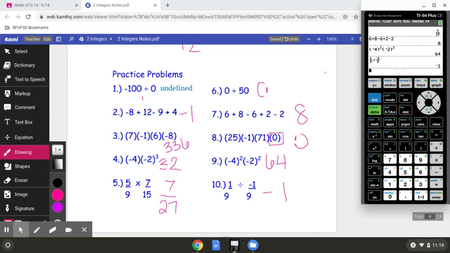Okay, guys, so again, this was a lot of calculator practice. I hope that if you are still struggling with the calculator, you ask me a question in person in class. You are going to have a supplemental worksheet for this lesson.